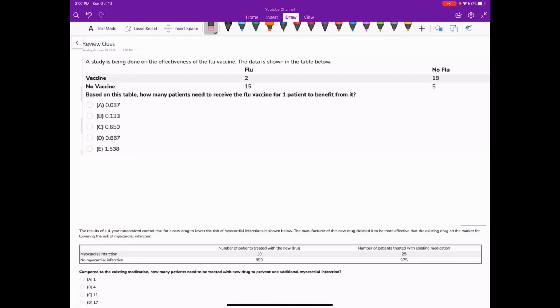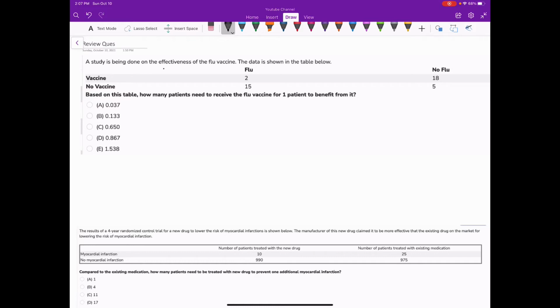A study is being done on the effectiveness of the flu vaccine. The data is shown in the table below. Okay, so they gave us a 2x2 chart. Based on the table, how many patients need to receive the flu vaccine for one patient to benefit from it? Okay, what in the world are they asking? So let's take it from the top.